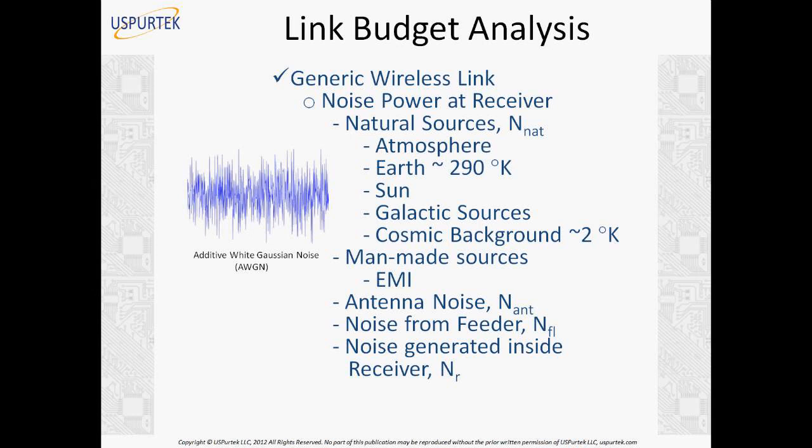Then you have noise from the feeder line. The feeder line itself will be at some temperature depending on the material being used, and that will contribute some noise. Then there is noise generated inside the receiver. This is the bigger portion of it. Any receiver will generate heat because of the various active devices inside, and that heat causes the temperature to rise inside the receiver. Your cell phone also gets hot whenever you are receiving a signal. That also contributes to noise. So noise is a big part on the receiver side.